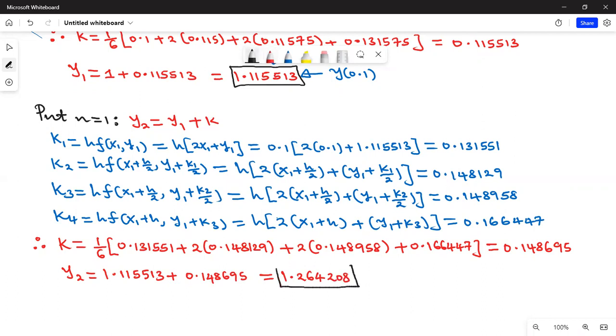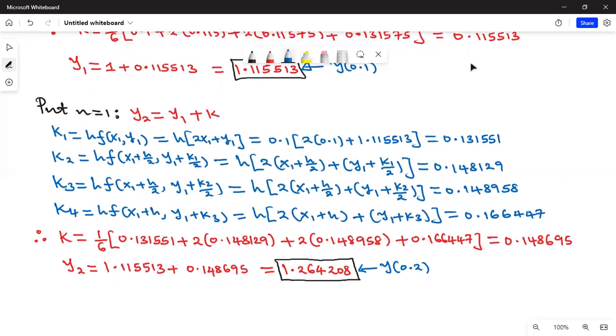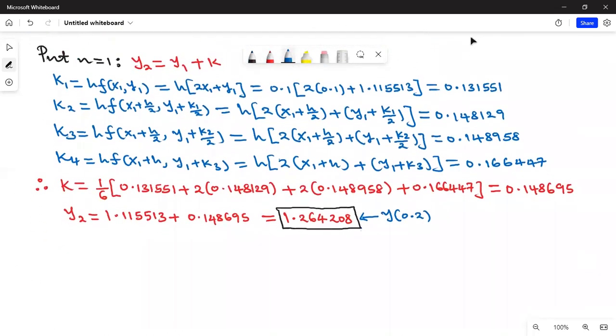So we can comment on this again. And you say that this is the value of y at 0.2, or simply y of 0.2. Finally, we need to find y when x is 0.3. So we have one more iteration. So we put n is equal to 2. We are substituting into the iterative formula. So that will give us y3 is equal to y2 plus k.